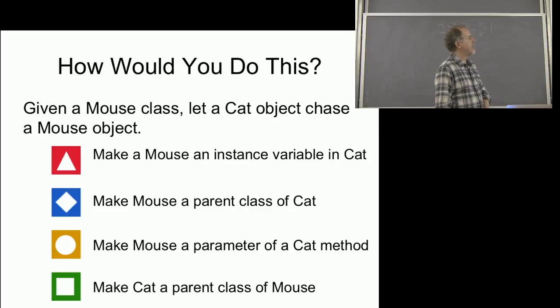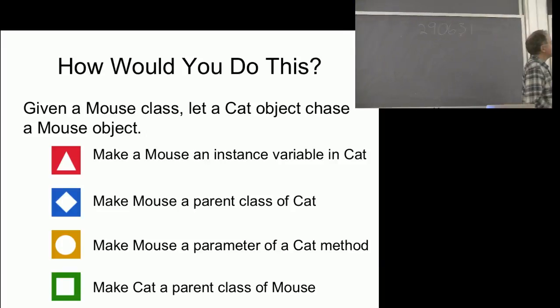And in fact, for the cat to inherit all the methods of mouse is weird, right? I would then say the cat has a squeak squeak method, and a cat has a live in a hole in the wall method kind of thing. And a cat is none of those things, right? So that's not quite right. This was the correct answer: make mouse a parameter of a cat method.